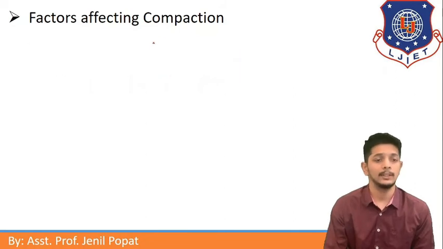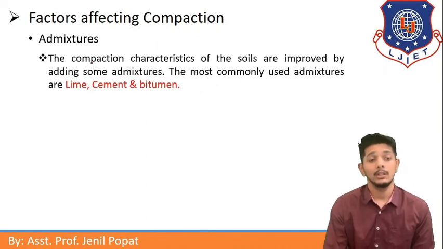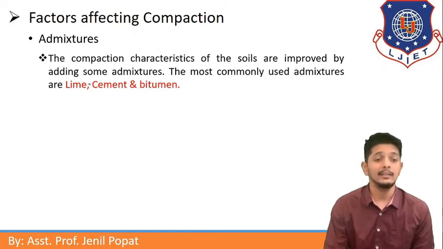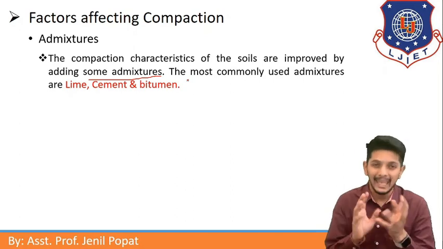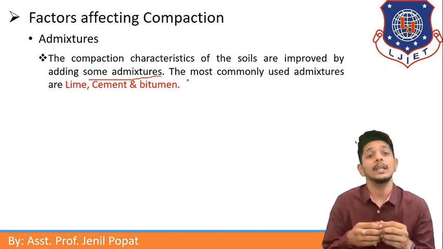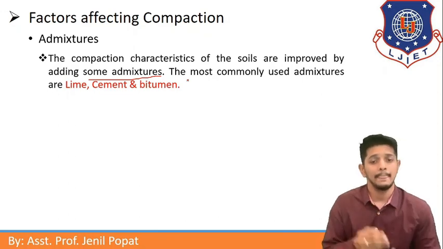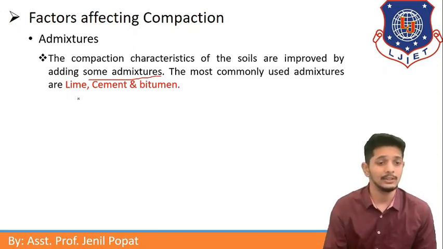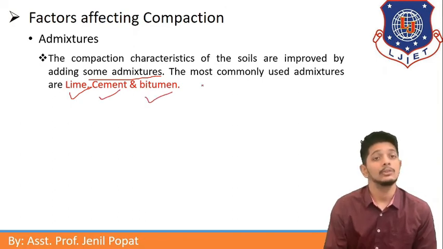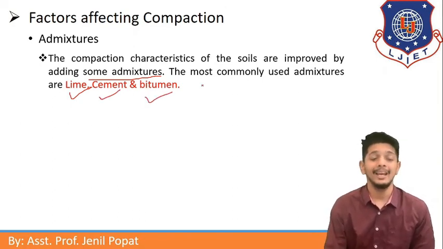Let us move further. Admixtures. The compaction characteristics of the soils are improved by adding some admixtures. So if you add some chemicals in the soil, it will improve its MDD as well as decrease its OMC. The most commonly used admixtures are lime, cement and bitumen. So these are the most common admixtures.